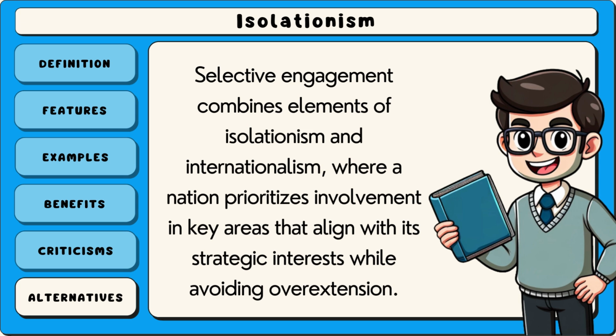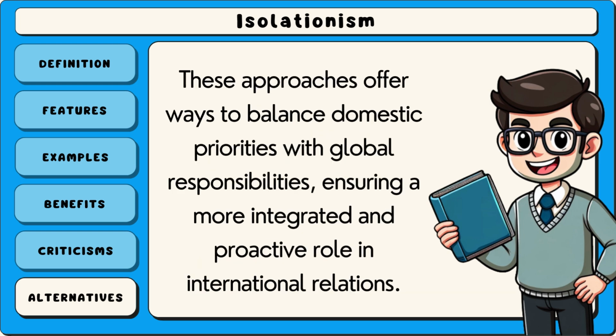Selective engagement combines elements of isolationism and internationalism, where a nation prioritizes involvement in key areas that align with its strategic interests while avoiding overextension. These approaches offer ways to balance domestic priorities with global responsibilities, ensuring a more integrated and proactive role in international relations.